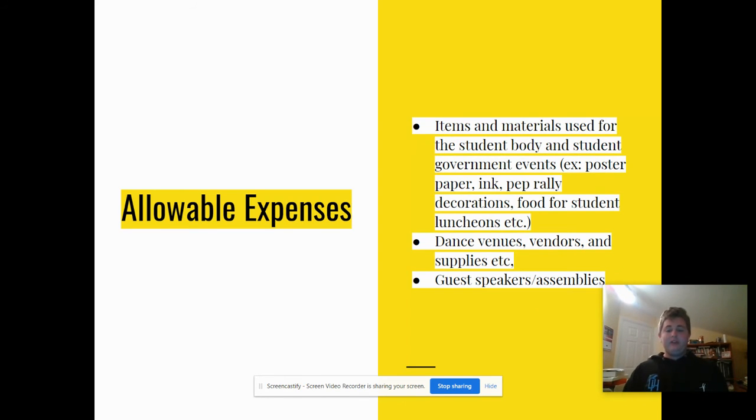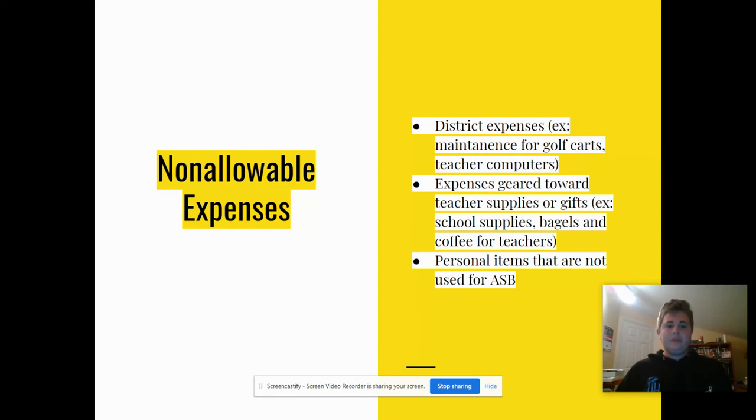If you ever have trouble figuring out if the thing you want to buy is allowable or not, always ask yourself if that expense is benefiting the student body and is going to be used on the students. So for this, the poster paper and ink are going to be used on the students for information about upcoming events. The food for the student luncheons, same thing. They're being used for the students for their recognition.